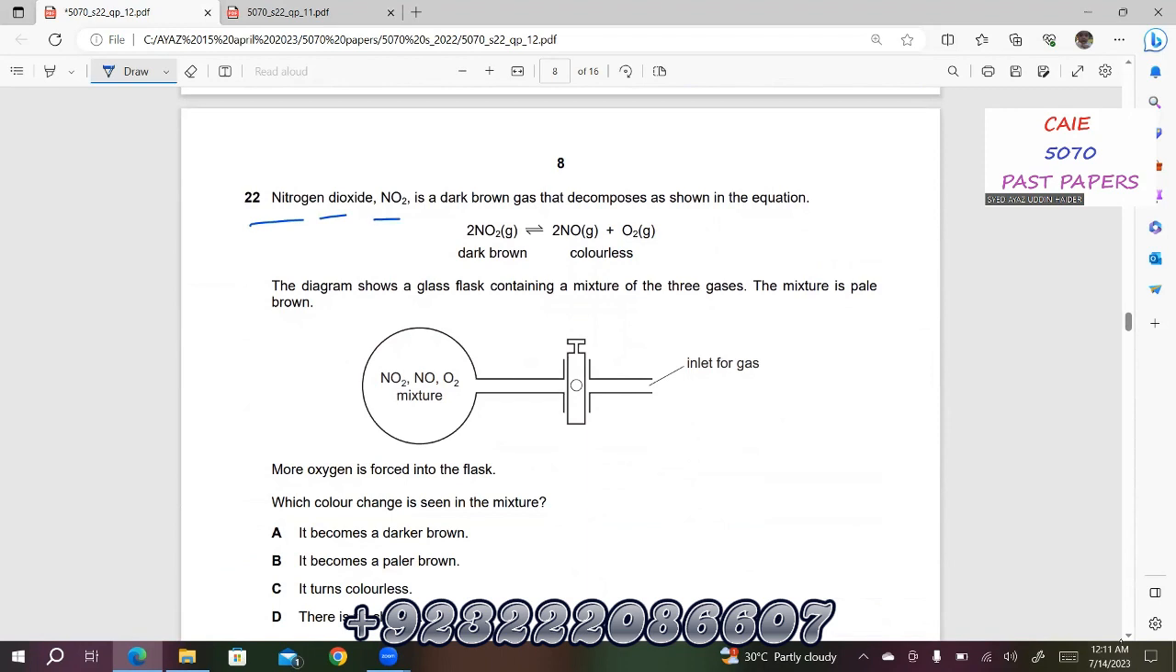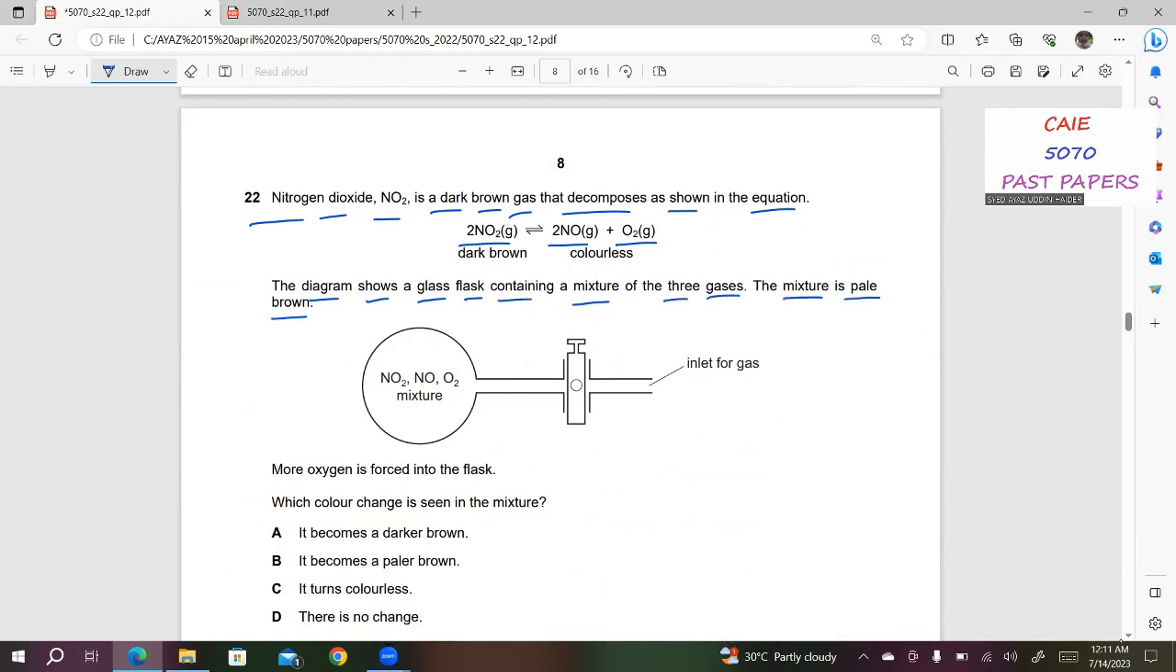Nitrogen dioxide, NO2, is a dark brown gas that decomposes as shown in the equation. 2NO2 gas gives 2NO gas plus O2 gas. The diagram shows a glass flask containing a mixture of the three gases. The mixture is pale brown. More oxygen is forced into the flask. Which color change is seen in the mixture?